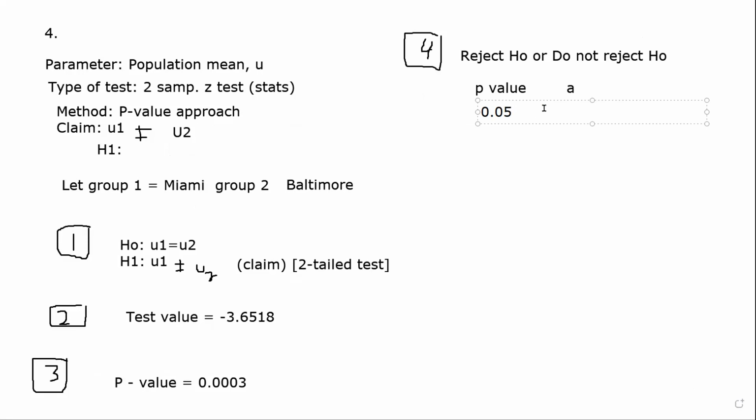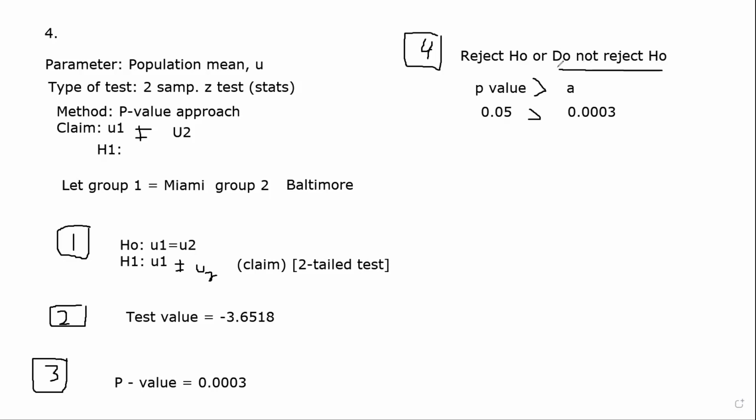And how does that compare to alpha? Well, it's 0.0003. Here, your p-value is larger. This is 5% and alpha is smaller. Your p-value is larger. When your p-value is larger than alpha, you do not reject.